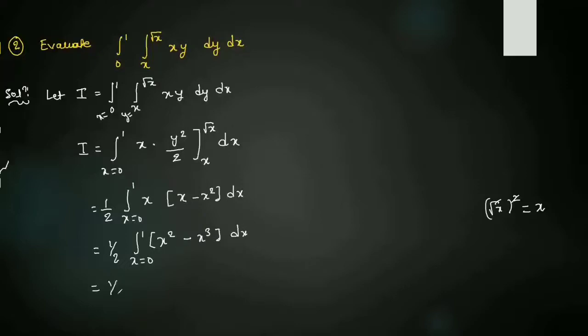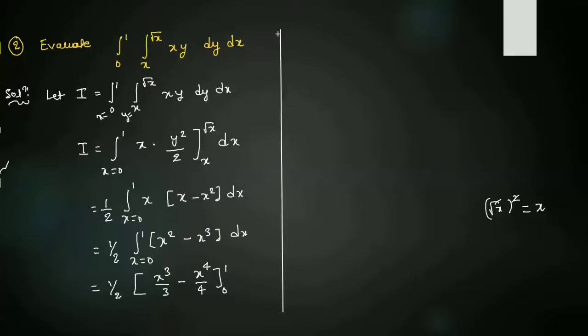Now you integrate with respect to x. What is the integration of x square? x cube by 3. And what is the integration of x cube? x to the power 4 by 4. What are the limits? 0 to 1.